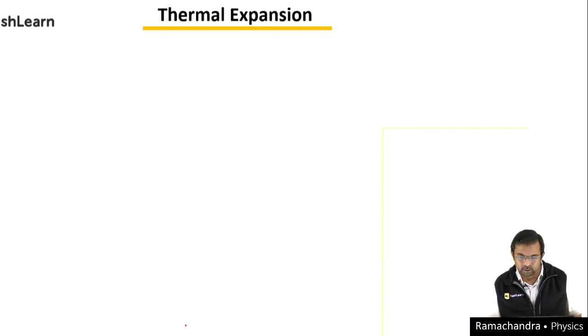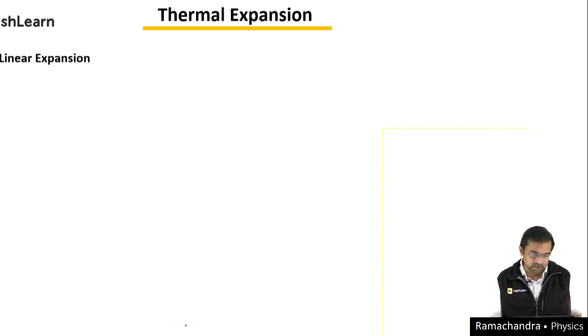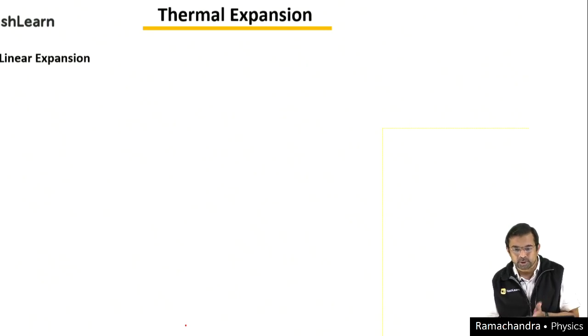So this is the reason why there is an expansion in the body, in the matter. There are different types of expansions that we can come across in thermal expansion. Thermal expansion of solids: there are three types of expansion that you know.